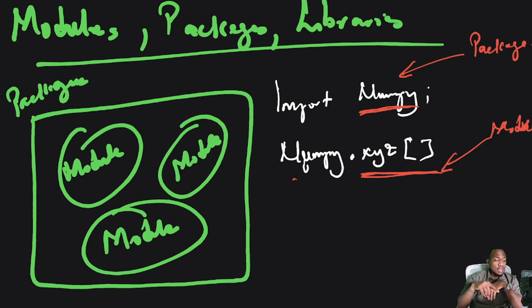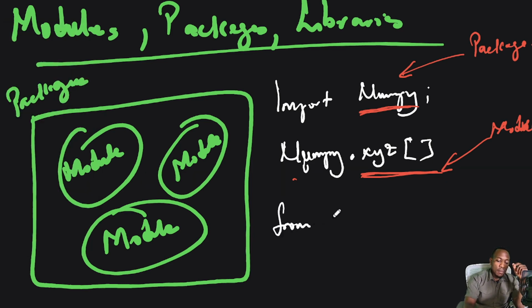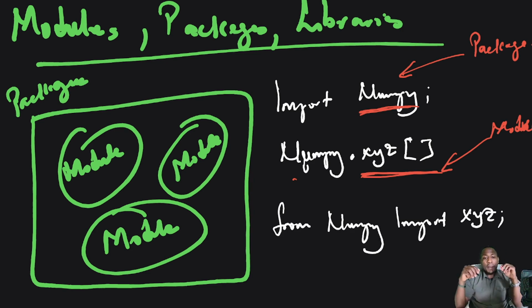Now in many cases, if you really don't want to do your entire import, if you don't want to bring every single module that comes with numpy and you want a specific module that numpy provides, you can always do it. Let's say you want just the XYZ module within numpy. Instead of doing that import, let's go back to white, you can do something like from numpy import XYZ, right?